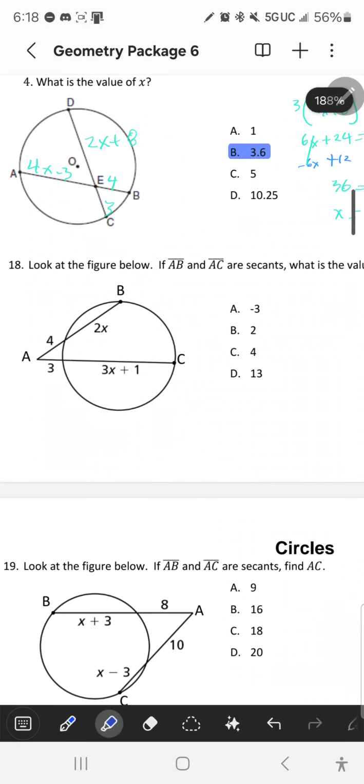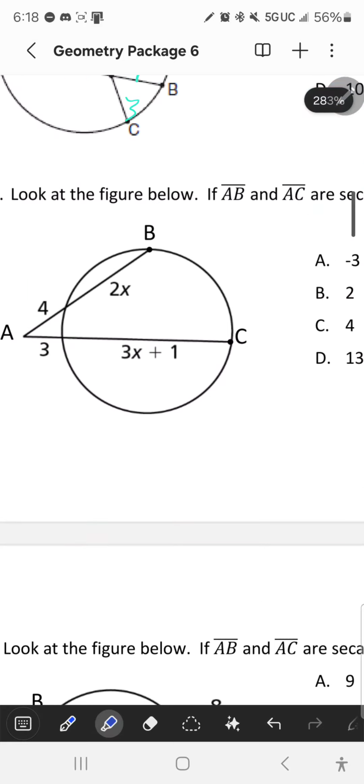So, number 18. The bad thing about geometry is that you actually just need to know the theorem. If you don't know the theorem, most of the exercises are basically impossible to do. And I think this is one of the cases.